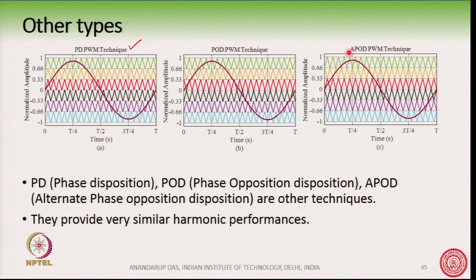Then there is also something called alternate phase opposition disposition. So, these two carriers, alternate carriers, are 180 degree shifted like this. Okay. So, there are some more techniques also, and all these techniques have very similar harmonic performances, but there will be some minor changes in the ripples because of these different techniques, and sometimes they are useful, but we will stick to the phase disposition PWM, level shifted PWM in this course.